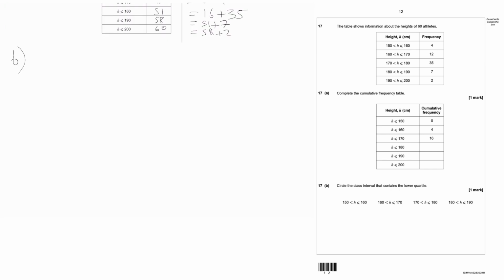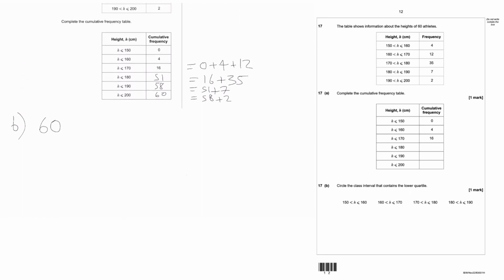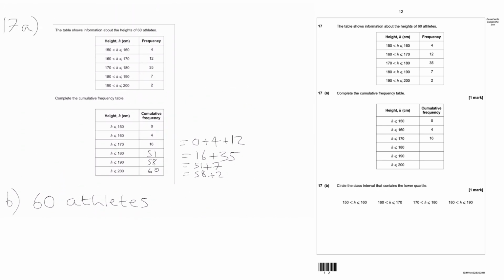For part B, we're asked to find the interval that contains the lower quartile. So the lower quartile is just going to be where the person who represents a quarter of the total sample size lies. The total sample size here is 60, so a quarter of 60 is 15. So we want to find in which interval the 15th person lies. Using the frequency table, we can see that the 15th person is going to be in the interval greater than 160 and equal to or less than 170.